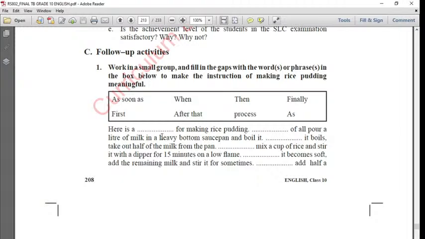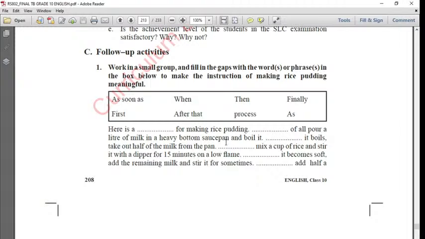First of all, pour a little milk in a heavy bottom saucepan and boil it. When it boils, take out half of the milk from the pan. After that, mix in a cup of rice and stir it with a ladle for 15 minutes on a low flame. Finally, when it becomes soft, add the remaining milk and stir it for some time.